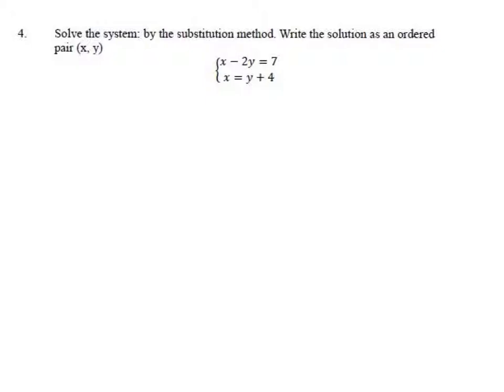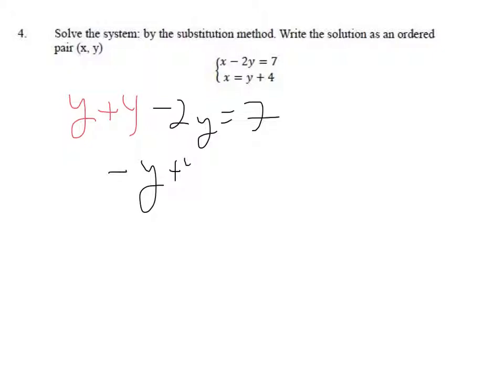So instead of writing x minus 2y equals 7, I'm going to write y plus 4 minus 2y equals 7. And then I'm going to combine like terms. So y minus 2y is negative 1y plus 4 equals 7. Then I'm going to subtract 4 from both sides. So that gives me negative y equals 3, and then divide by negative 1, y is negative 3.